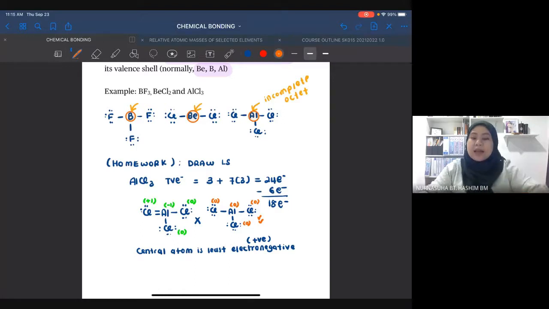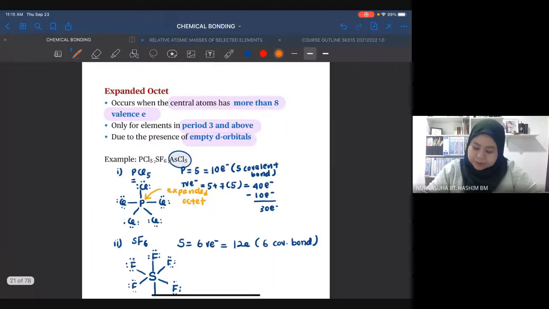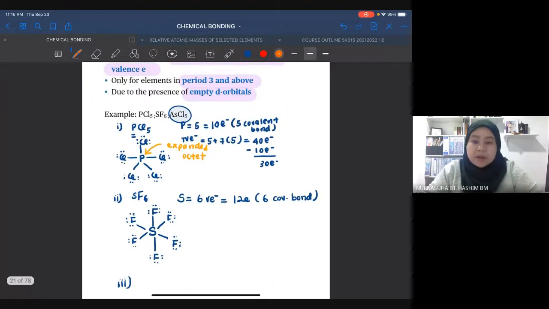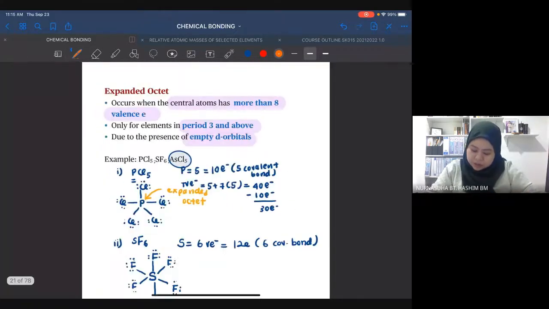So samalah case dengan incomplete octet. Expanded octet pun samalah. Okay, kalau awak octetkan central atom, so dia makin tak stable. Kita kena utamakan the stability of the compound. Nak tahu stable atau tidak, kita akan calculate menggunakan formal charge. Sebab tu pentingnya awak tahu kira formal charge.